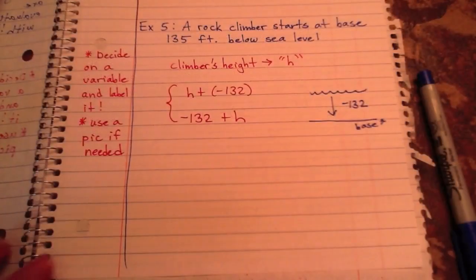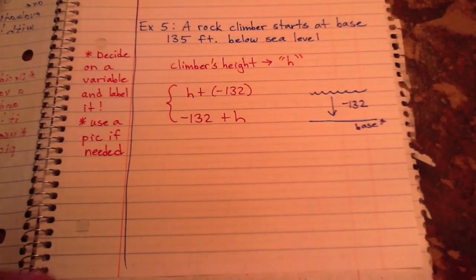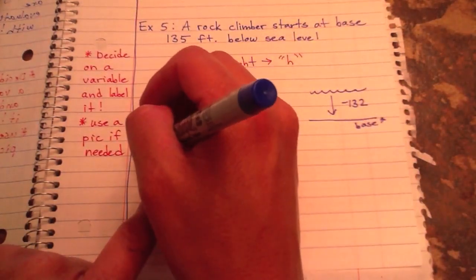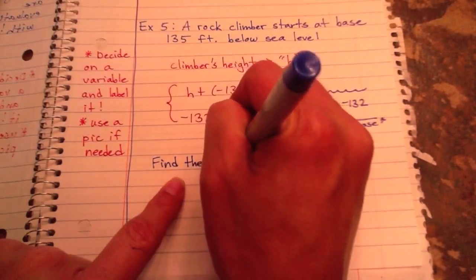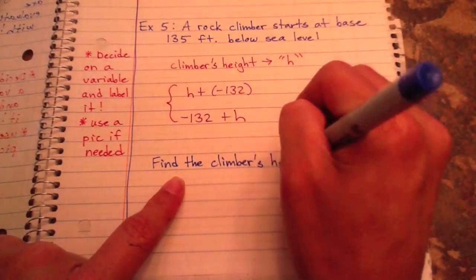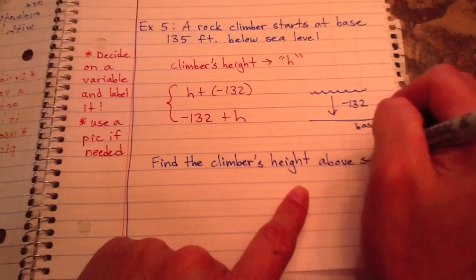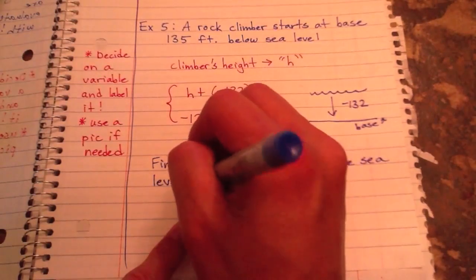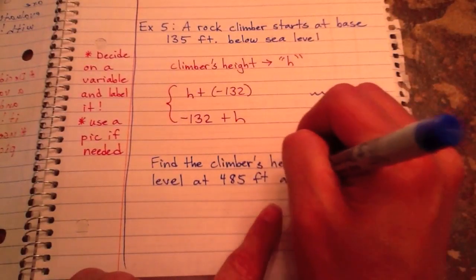Okay, for part B, now that you've come up with your expression, they're actually going to give you more information so that you can think about an equation and actually solve for some information. So in part B, they say find the climber's height above sea level at 485 feet above the base of the mountain.